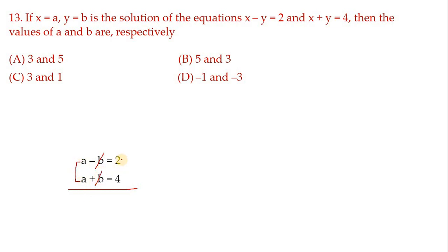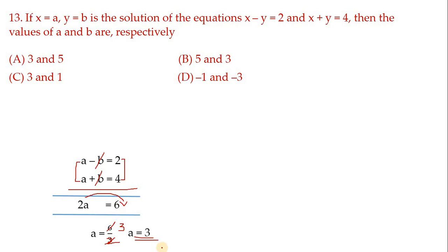A plus a is 2a, and 2 added to 4 we get 6. So 2a equals 6. Next, this 2 transfer this side, we get 6 by 2. Children, this is 2 ones and 2 threes. Therefore a is equal to how much? 3. So a value we have got.